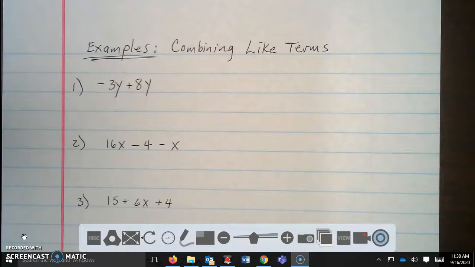Okay. If I didn't get that last assignment, by the way, I think I called it simplifying expressions or simplifying variable expressions. I need that, obviously.